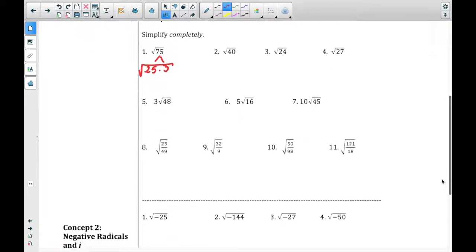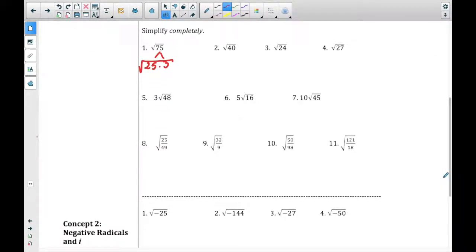And so if it's the square root of 75, I rewrite it as the square root of 25 times 3. Or in other words, the square root of 25 times the square root of 3. And that's how square root multiplication works. Going backwards, you can do it the same way. I chose 25 because it is a perfect square, and the square root of 25 is 5.